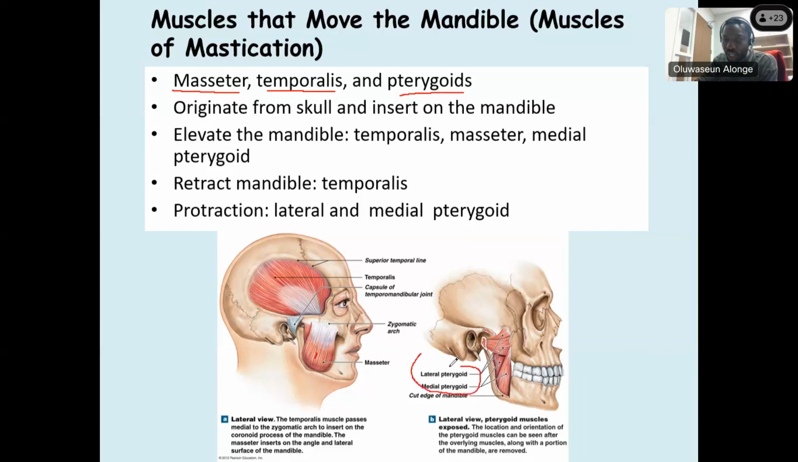Now, these pterygoids, the lateral and medial pterygoids, are deep muscles. So usually for labs, you may not be asked to identify them because they are deeper muscles. These are superficial muscles, so you could identify them easily, but these are deep inside, unless you have some torso or model in your lab that shows it more like this. The P in pterygoid is usually silent. So the muscles that elevate your mandible are the temporalis, the masseter, and the medial pterygoid. The muscle that helps retract your mandible is the temporalis. And the muscles that help protract the mandible are the lateral and the medial pterygoid.